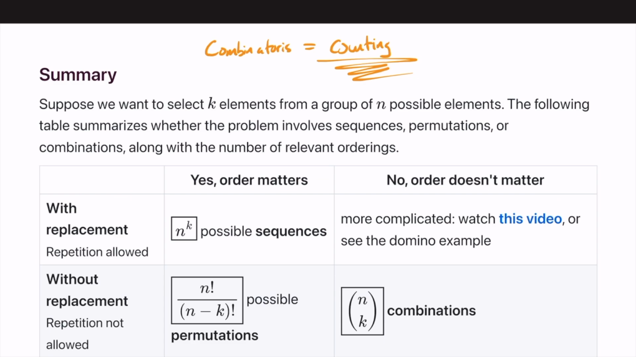And then the second thing to think about is if order matters. If order matters, then you know that you're going to limit your space in some way, because you have only an order to consider and not any combination of that order. So if order doesn't matter, then we're talking about combinations. If order matters, then we're talking about permutations. Both of these do not care about replacement. And if we're doing replacement, then we have sequences if order matters. If order doesn't matter, then we have something more complicated, like the domino example from the previous lecture.